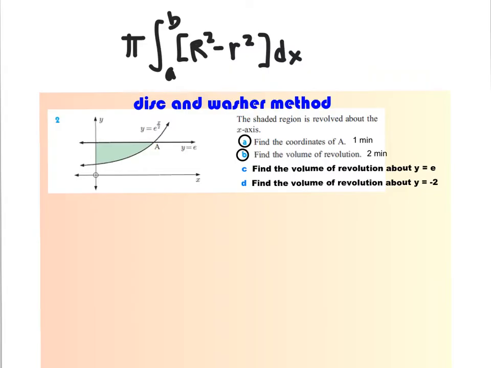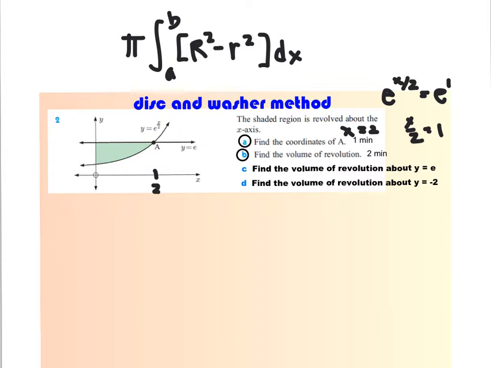All right, so here we are. I want to do an example using the disk and the washer method. First of all, let's find the coordinates of A. The coordinates of A would be where e to the x over 2 equals e to the 1. So that'd be where x over 2 equals 1, which would be at x equals 2. So I know that point right there is x equals 2. That'll be helpful. So let's find the rotational volume.